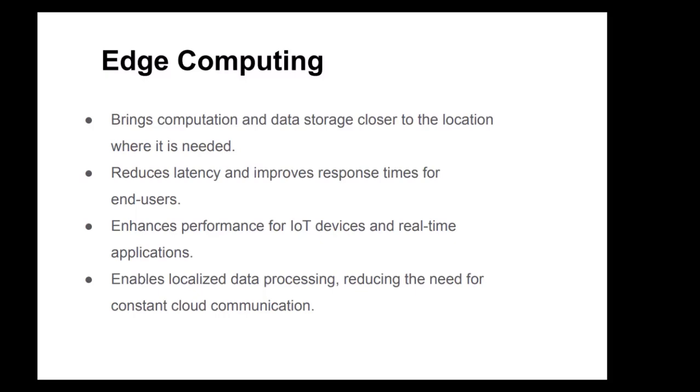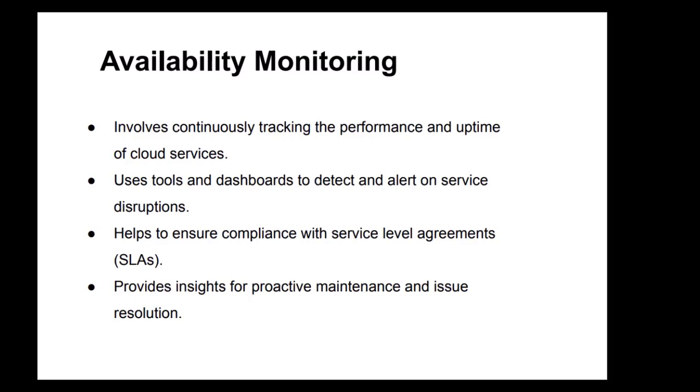With edge computing, we also can reduce the need for constant cloud communication because we can store a lot of our data processing locally on the network. Next is availability monitoring. Availability monitoring is when we are tracking the performance of a specific cloud service. We want to see how our network is using certain types of cloud storage, web hosting, applications, and what type of uptime metrics we have for these cloud services to our users.